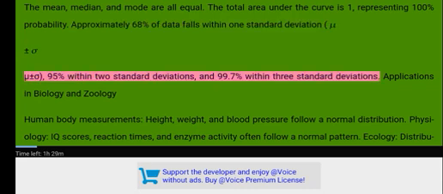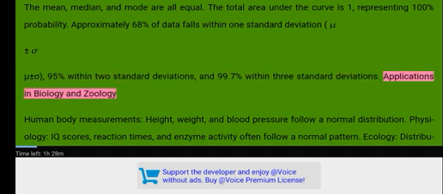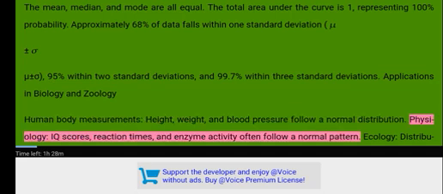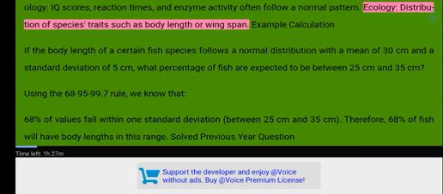Mu plus or minus sigma, 95% within 2 standard deviations, and 99.7% within 3 standard deviations. Applications in biology and zoology. Human body measurements, height, weight, and blood pressure follow a normal distribution. Physiology, IQ scores, reaction times, and enzyme activity often follow a normal pattern. Ecology, distribution of species traits such as body length or wingspan.